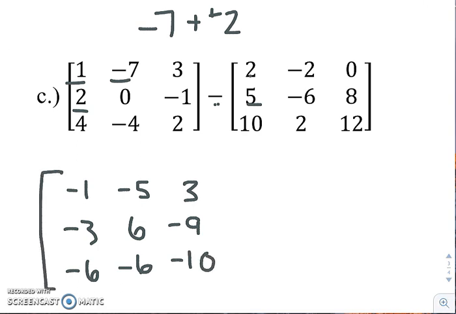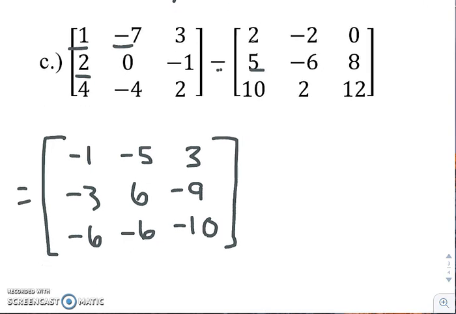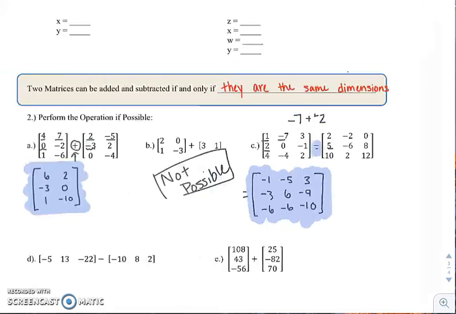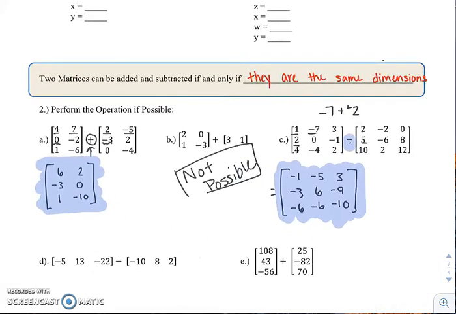Just make sure you put it inside those brackets to show it is a matrix. And that is it. So for the subtracting ones, if it helps you guys to physically type it in the calculator so you don't get your negatives mixed up, then that's absolutely fine. But why don't you guys try D and E?